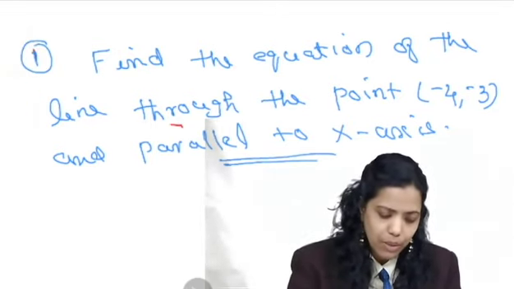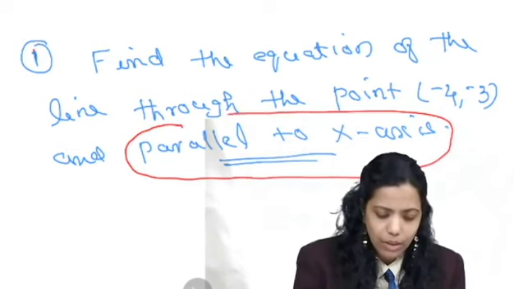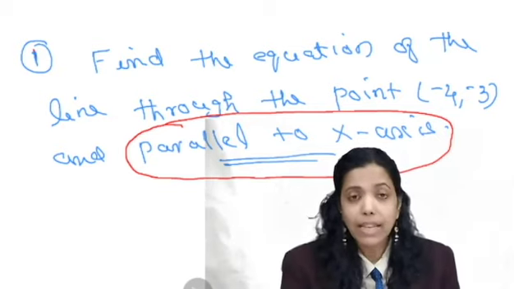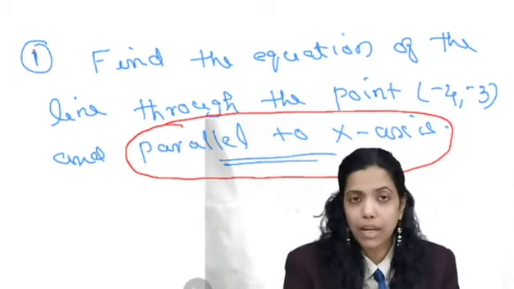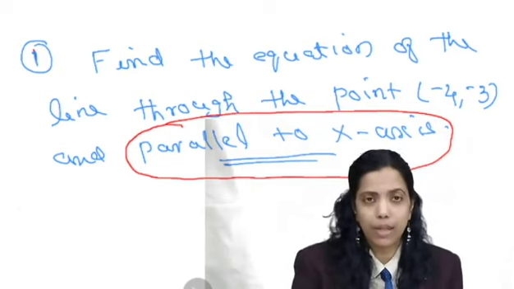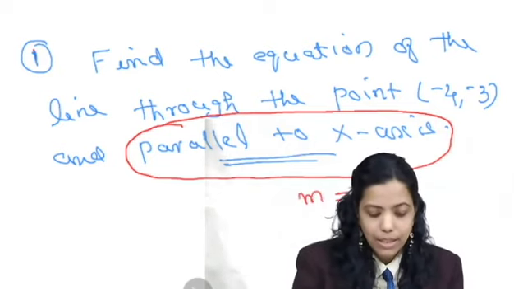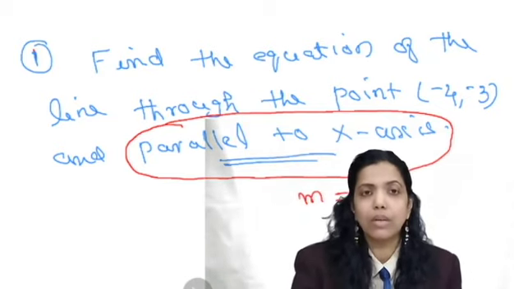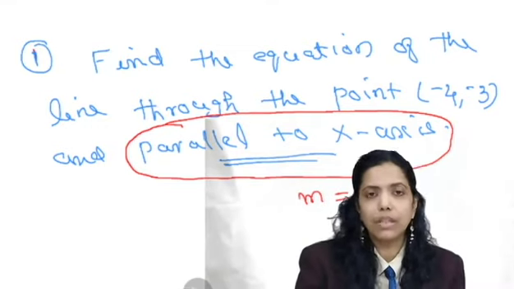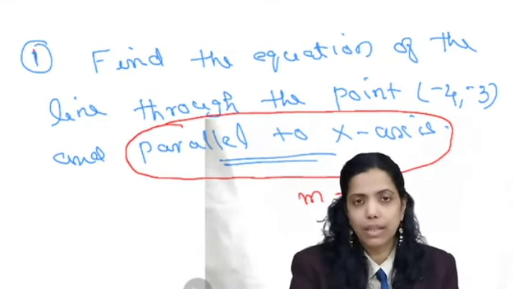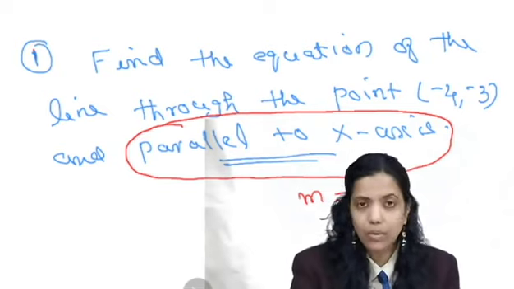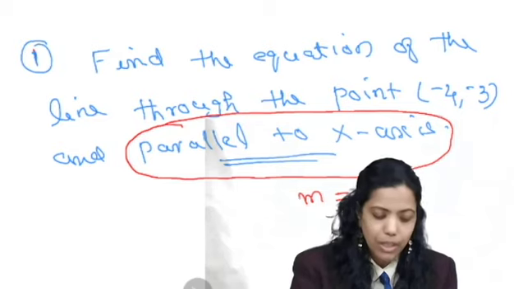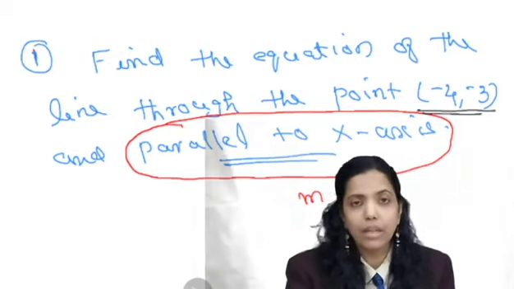So what shall we do? First of all, we should understand the concept given: the line is parallel to the x-axis. If the line is parallel to the x-axis, what about the slope of the line? We know that if it is parallel to the x-axis, the slope of the line turns out to be 0, because there is no inclination of the line with respect to the x-axis. So we can consider it as M equals 0. So we got the first value. The second value is the coordinates of the point, given as minus 4, negative 3.